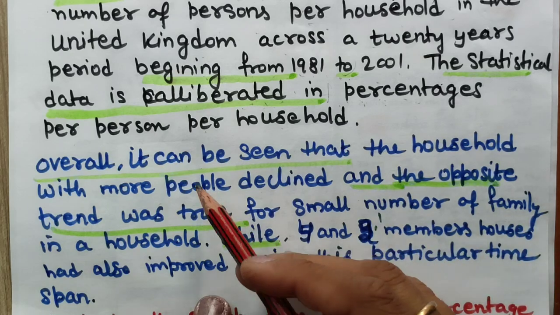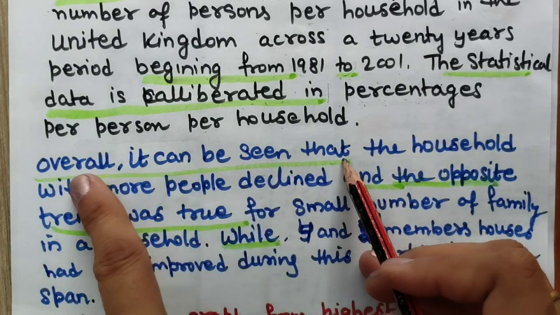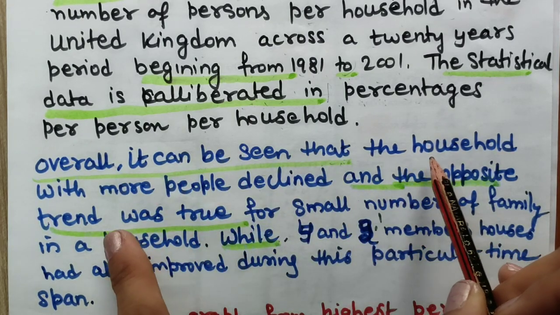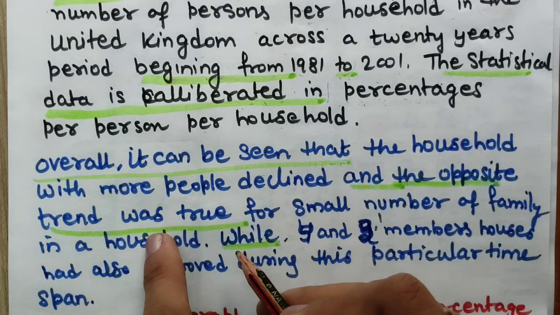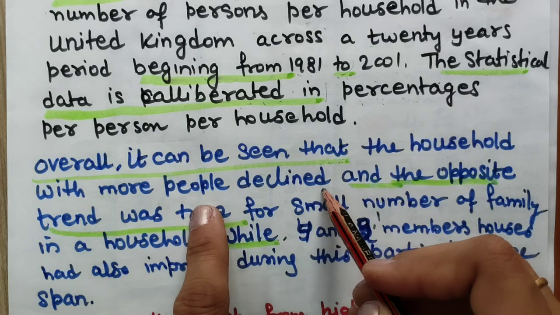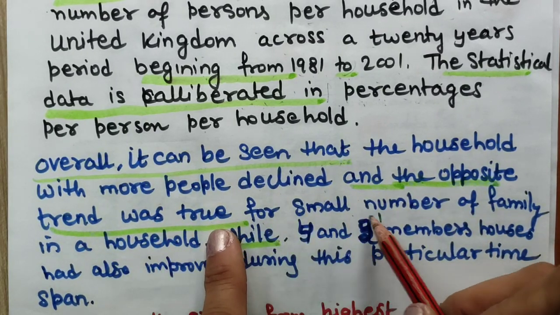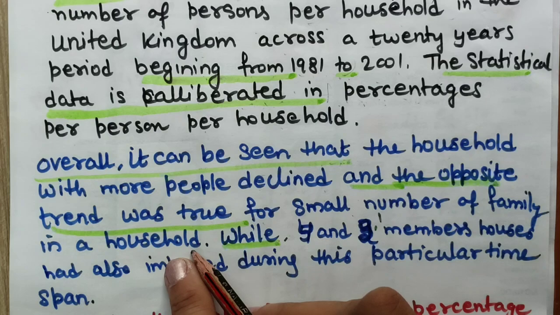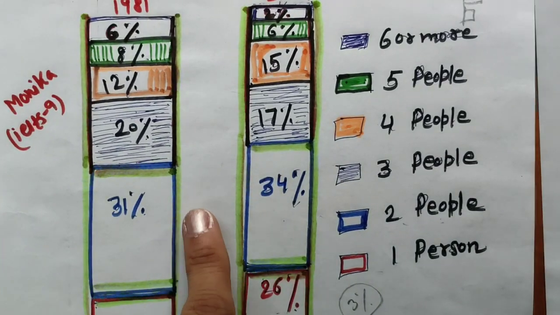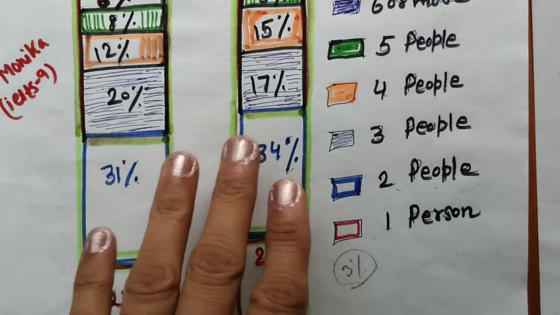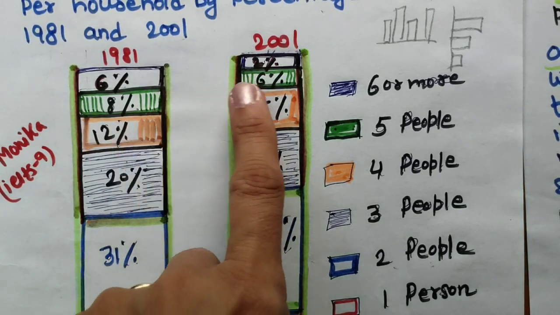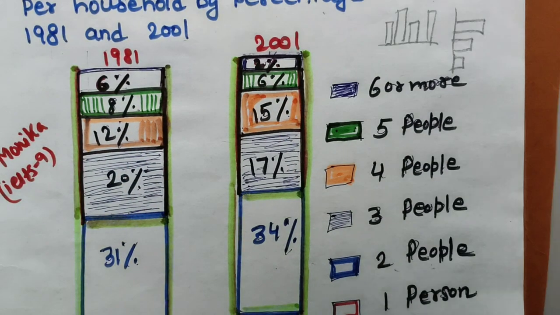Overall you can see this. Overall it can be seen this. So the green one, underline the green one, this is also template language. Overall it can be seen that, I am going to tell about what graph is going up and what graph is going down. The households with more people declined, and the opposite trend was true for a small number of family members in a household. Okay, so small family members, see this again, I will show you. The small number of family members graph is going up, see this, and more family members with 6%, it has converted into 2, and 8 to 6, and it means the more family members graph is going down.